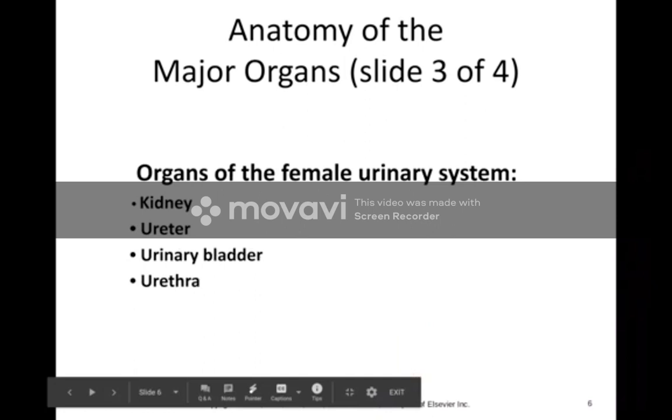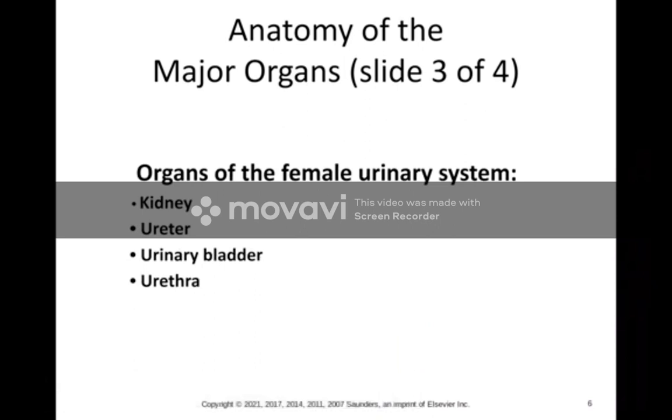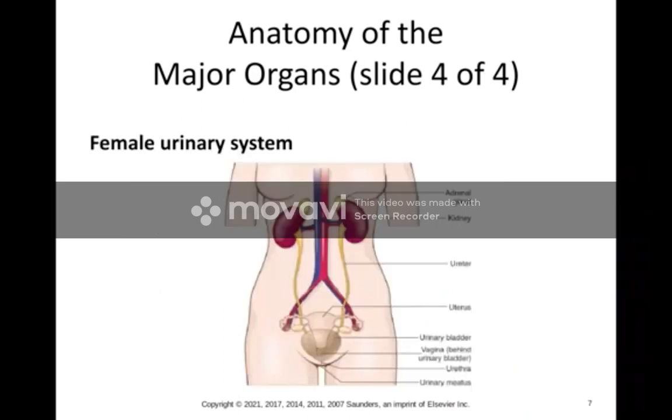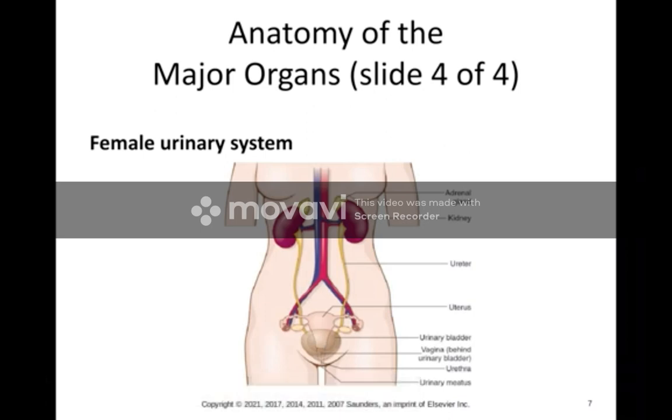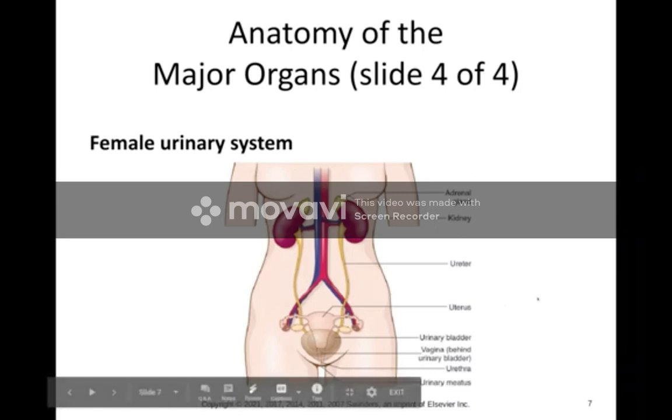The organs of the female urinary system are the kidney, ureter, urinary bladder, and urethra. So pretty similar up here, 2 kidneys, 2 ureters coming out into the urinary bladder, with the urethra descending, and then the urinary meatus, the opening.